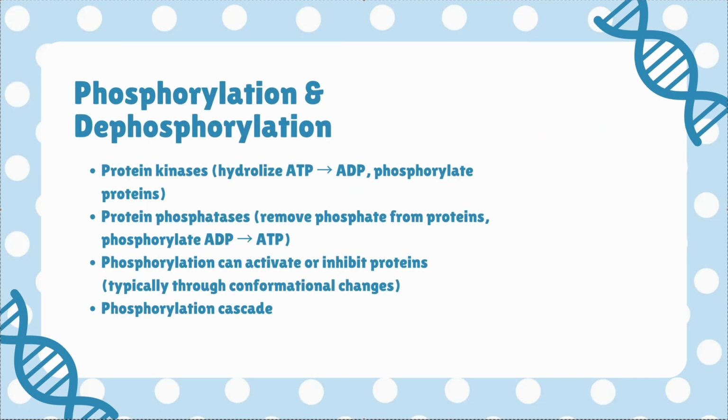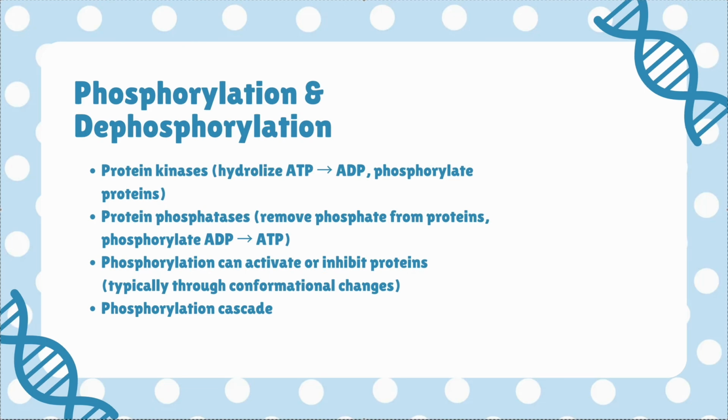Now, phosphorylation and dephosphorylation are very important in cell signaling. So, protein kinases actually phosphorylate proteins. They take a phosphate group from ATP and transfer it to proteins, so then the ATP is hydrolyzed into ADP. And then protein phosphatases combat this action by removing phosphate from the proteins and bringing it back to ADP, which turns ADP back into ATP.